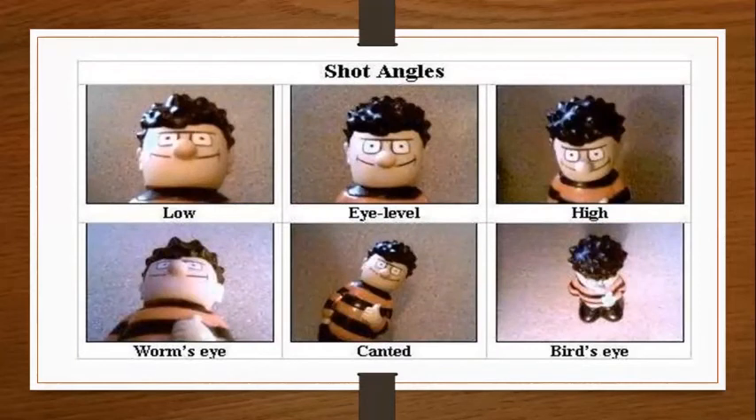We have some angles: low level angle, eye level angle, high level angle, worm's eye level angle, and canted angle, which is also called the Dutch angle. It's a Dutch angle. Now, next one is the bird's eye view.